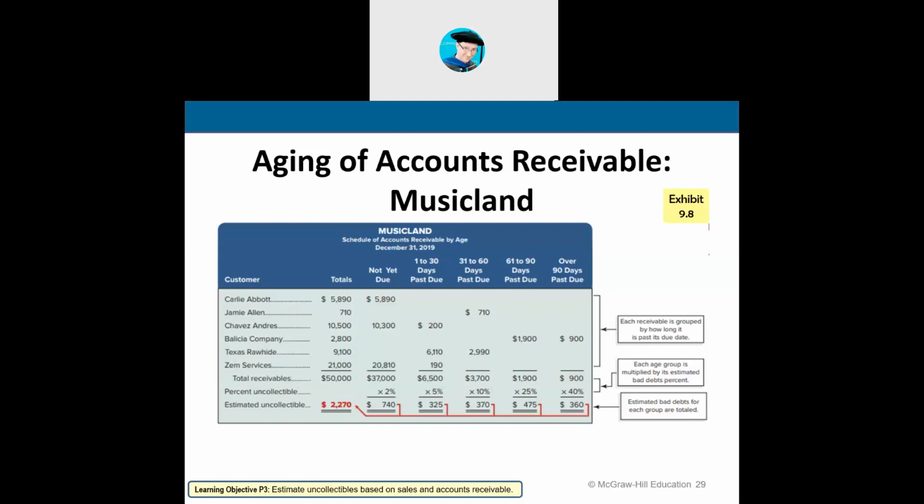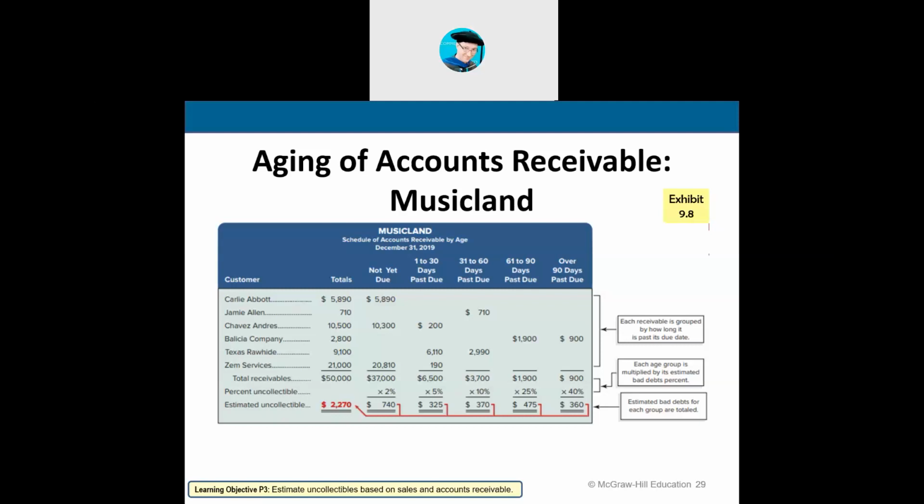When it becomes 1 to 30 days past due, I expect I won't be able to collect 5% of that category. When it's 31 to 60 days past due, I expect I won't be able to collect 10%. 61 to 90, 25%. Over 90 days, I won't be able to collect 40%. We can see that the older the account receivable becomes, the less likely it is that we will collect it. Based off of that, we estimate what percentage we won't be able to collect.